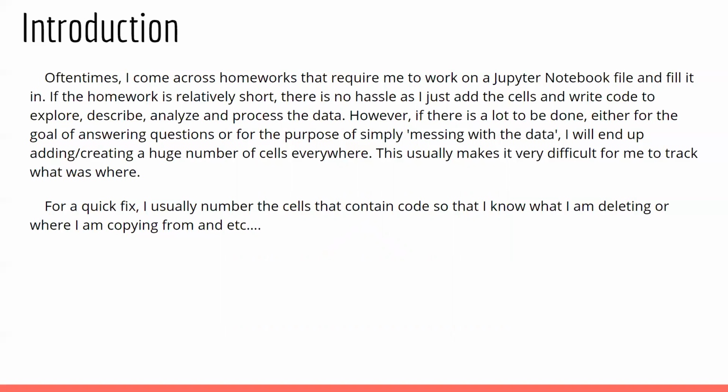However, if there is a lot to be done, either for the goal of answering questions or for the purpose of simply messing with the data, I will end up adding or creating a huge number of cells everywhere. And this usually makes it very difficult for me to track what was where. So for a quick fix, I usually number the cells that contain code so that I know what I'm deleting or when I'm copying or where I'm copying from, and etc.